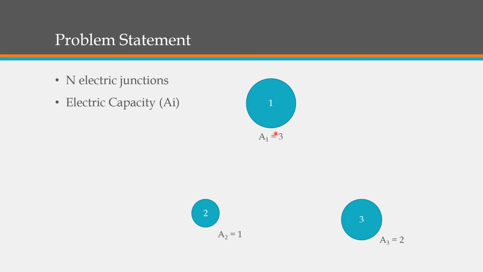Here, for example, the capacity of junction one is three, the capacity of junction two is one, and the capacity of junction three is two. Just to show that this has more capacity, I'm changing the size of the circle, and I will use the same thing in the next slides to explain. Also, these three junctions are connected using n minus 1 edges. Right now we have three junctions, so 3 minus 1 is equal to 2. The connection can be done anywhere, so for the time being, I'll connect 1 and 2 and 1 and 3. This is how they are connected.